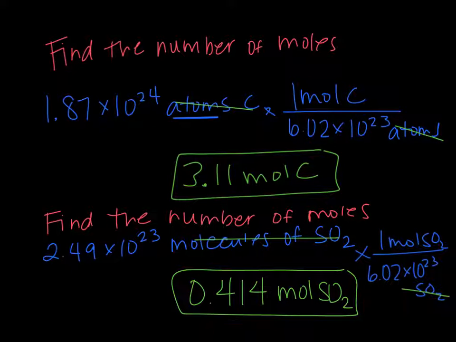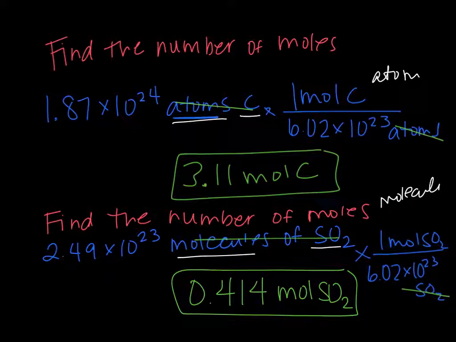So even though both of these are different, as this one over here is an atom, but this one down here is a molecule, they're both solved the same way, because we're just looking for the number of moles, and we're given the number of particles, and it is that particle. This is a molecule, and we're given molecules, and this is an atom, and we're given atoms.